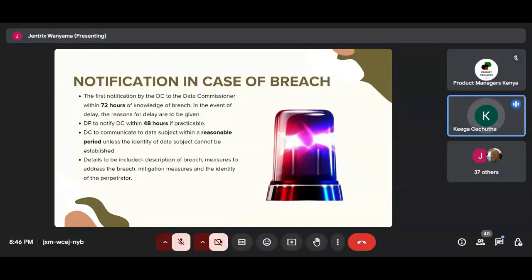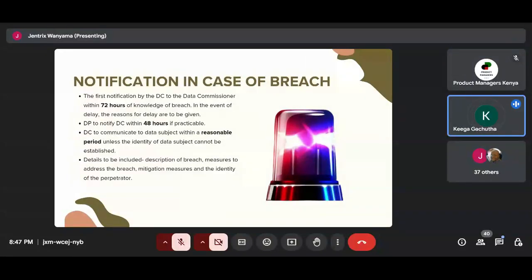And so what do you do in the event of a breach? So the first notification by the data controller to the ODPC should be done within 72 hours of knowledge of the breach. In the event of a delay, the reasons for the delay should be given. And so here I want you to notice a few things that are very specific about the statement I've just read. The first is the period, 72 hours. The second is a qualification, which is the knowledge of the breach, not when the breach occurred, but the knowledge of the breach.